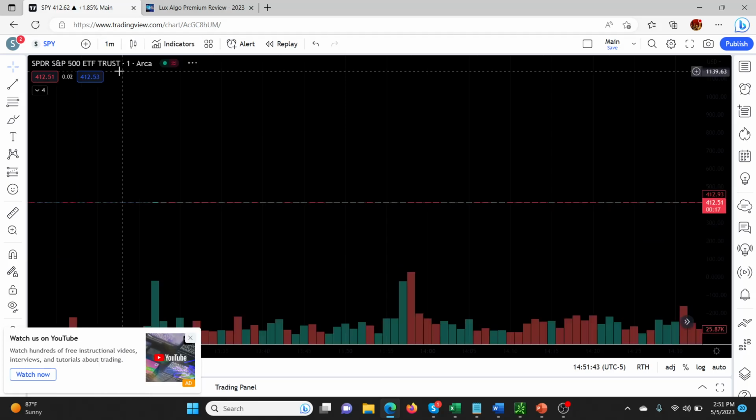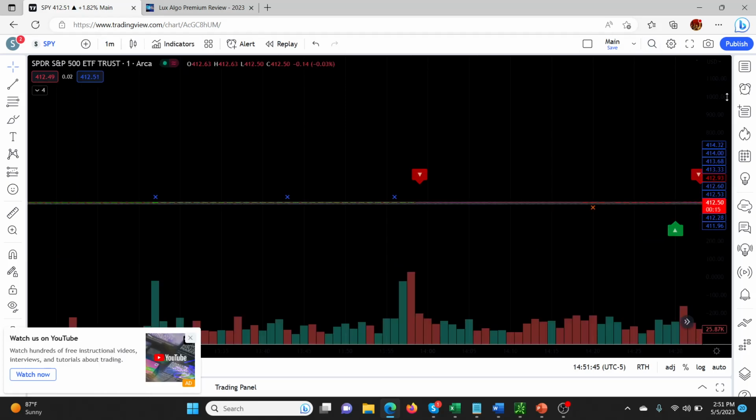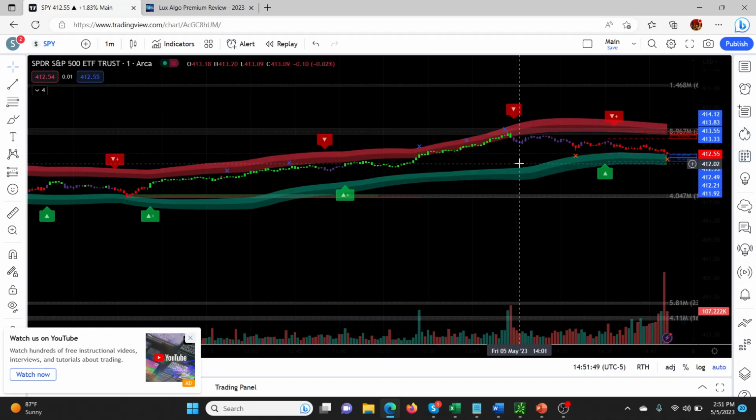I wanted to talk about 1 minute. I often use the 1 minute chart. 1 and 5 minute are like my two main intraday charts. We're looking at SPY here. I wanted to talk about the signal that I took earlier, which was this guy right here, I think. Let's just zoom in.